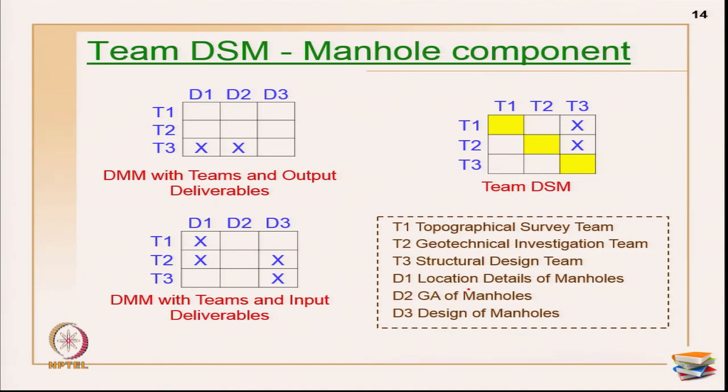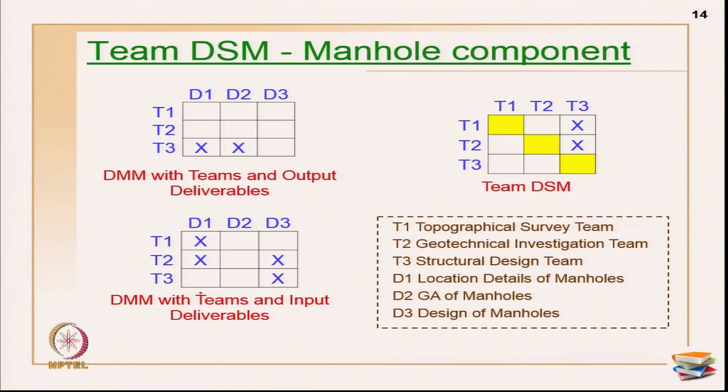So, this is the first DMM which I have formed with output deliverables. T3 is actually giving two deliverables, which are D1 and D2. Now, there are several deliverables required for the teams. Let us see the input deliverables. D1 is required for T1 and T2, D3 is required for T2 and T3.